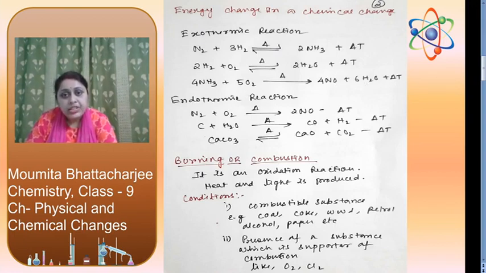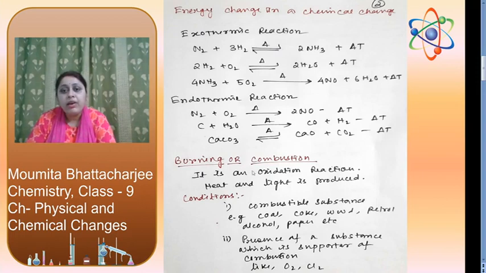For an endothermic reaction, where heat is absorbed, here minus delta T, that means heat is absorbed from the surroundings or the atmosphere. Nitrogen combines with oxygen to form nitric oxide. Here this amount of heat is absorbed for this reaction. Carbon plus H2O gives CO, carbon monoxide, plus hydrogen, here heat is absorbed. Calcium carbonate will decompose to form calcium oxide and carbon dioxide by the absorption of this amount of heat.